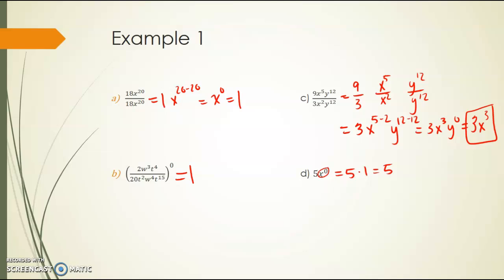And that's our 0 exponent property. That's it. Pretty simple. So until next time.